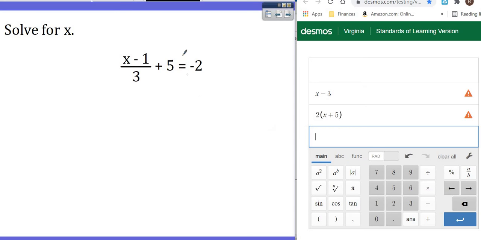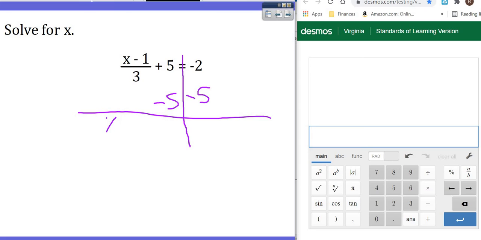So this equation is one where we not only have a princess in a tower, but we also have a dragon that's sitting here that we have to get rid of. So we're going to get rid of that dragon first by subtracting 5 from each side. And we're going to bring down x minus 1 divided by 3 equals, and if we do negative 2 minus 5, we get negative 7 on this side.